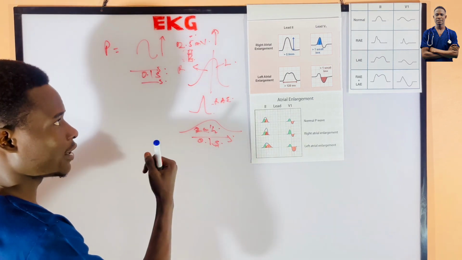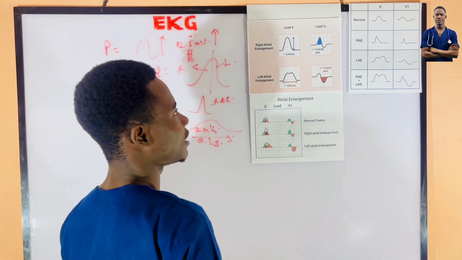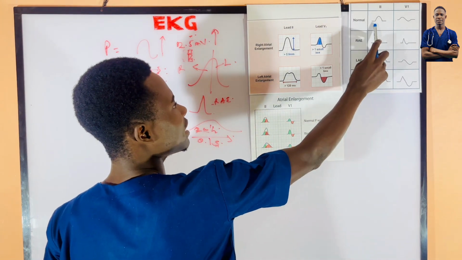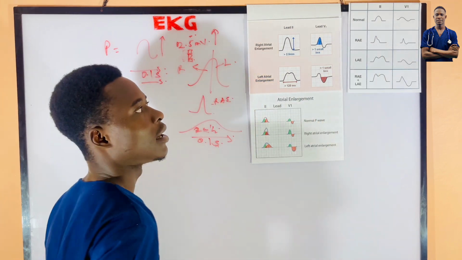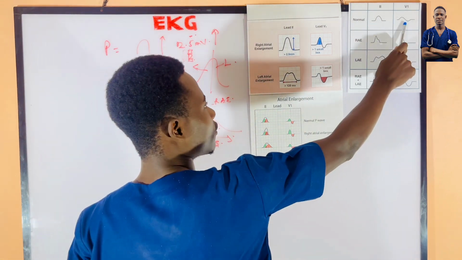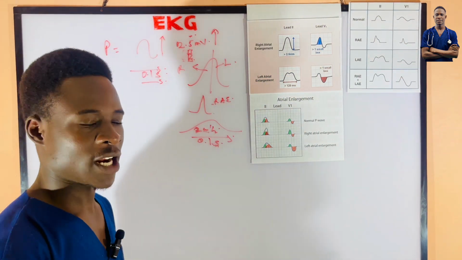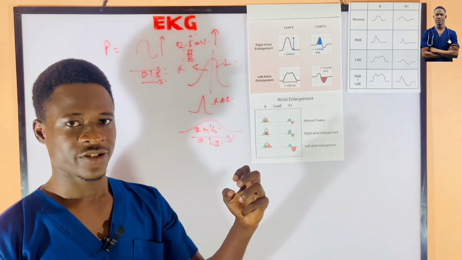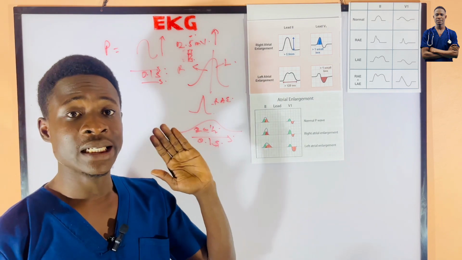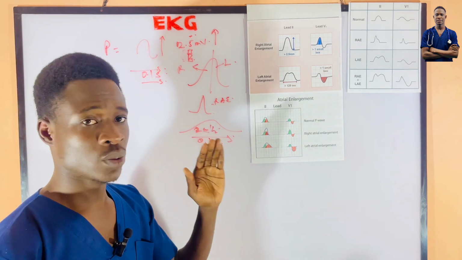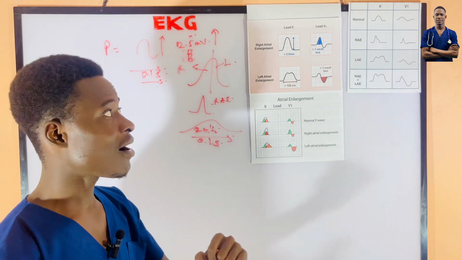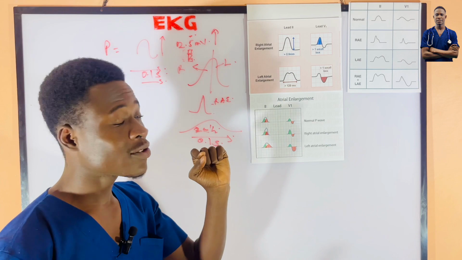Now look at something over here. Let's look at this. This is a normal P wave. And then this is also a normal P wave. Now, the atrial enlargement is best located on the second lead, that is D2. And then on the precordial leads, we have the V1. We can identify it over there too.